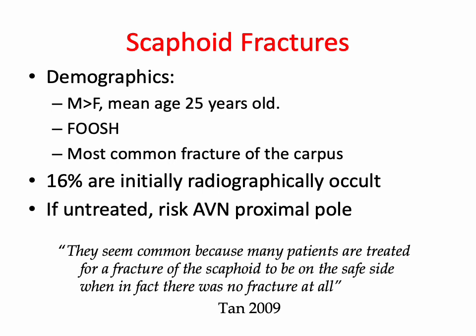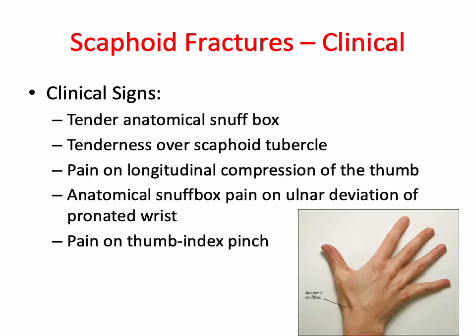You'll see that despite some of these being radiographically occult, a lot of them will be treated as if they are scaphoid fractures with repeat imaging. Clinically, scaphoid fractures present with tenderness in the anatomical snuff box or of the scaphoid tubercle, or pain on longitudinal compression of the thumb.